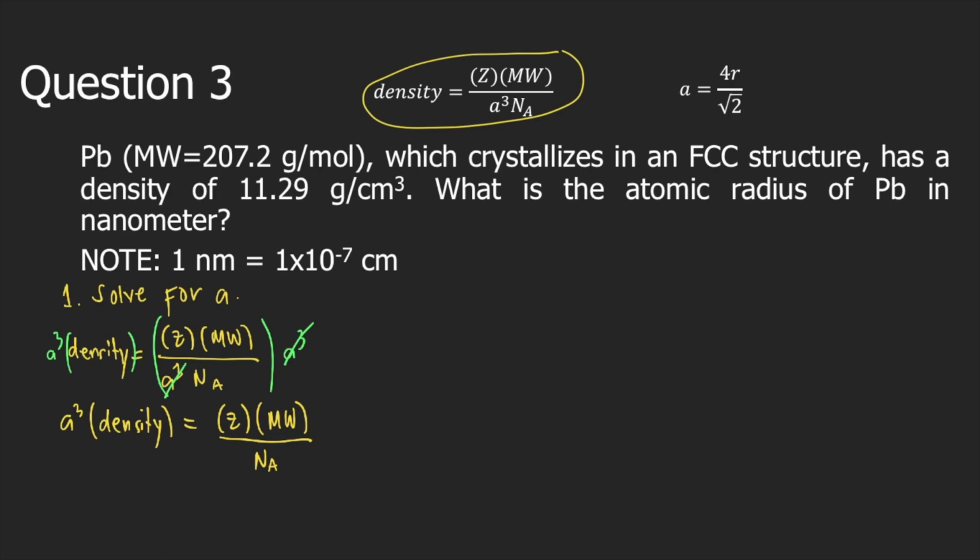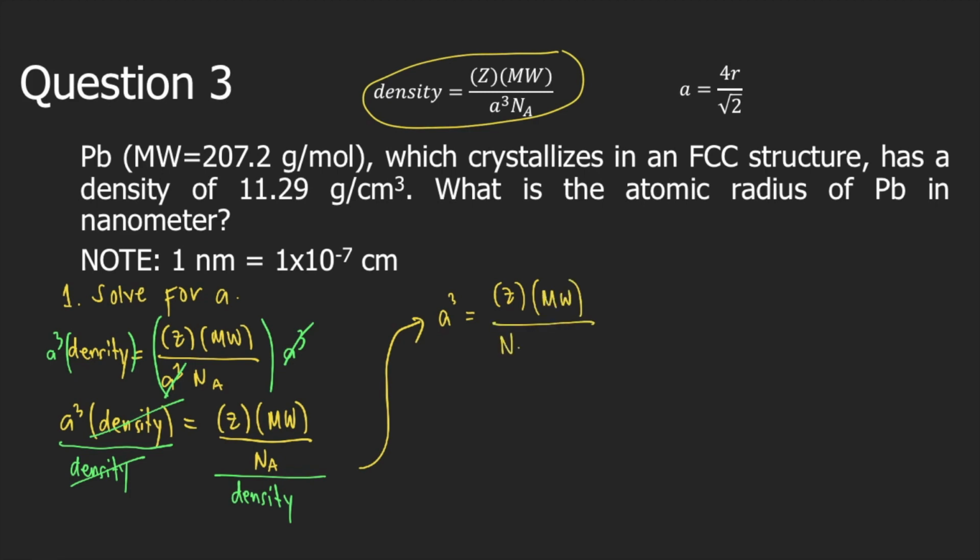Then, you divide both sides of the equation by density. So density will cancel on the left side, and your equation becomes A cubed is equal to Z times MW divided by NA times density. And to solve for A, you need to get the cube root of both sides.